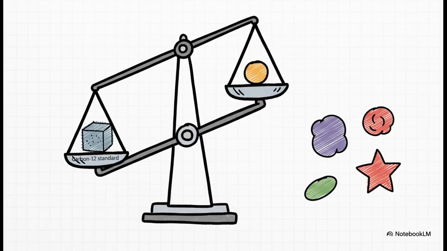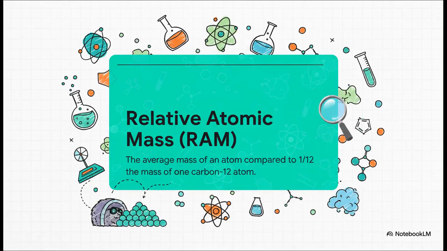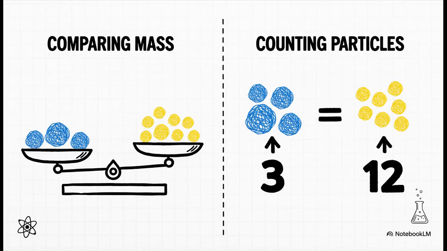The big idea? Create a kind of universal weighing scale. Just compare atoms to a standard. This gave us relative atomic mass, or RAM, and carbon-12 became the universal benchmark. But knowing how heavy they are isn't enough. For reactions, you need an actual count.